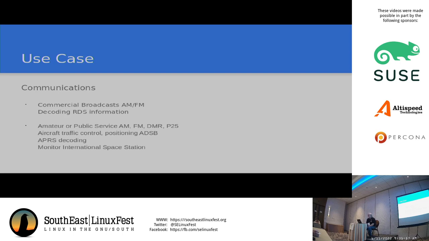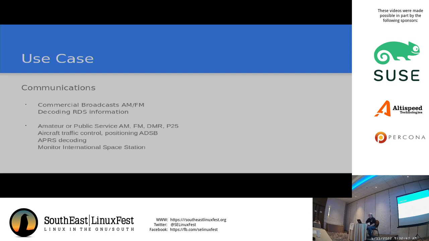Another good use case I've seen is listening to air traffic control and the ADS-B positioning data that's being transmitted. And I've seen use cases where people are mapping out the planes coming in and out of their area. APRS, a little bit more popular in the ham radio community, is the mapping of your position while you're traveling, decoding those transmissions. And it's fun to listen to the International Space Station when it passes over.